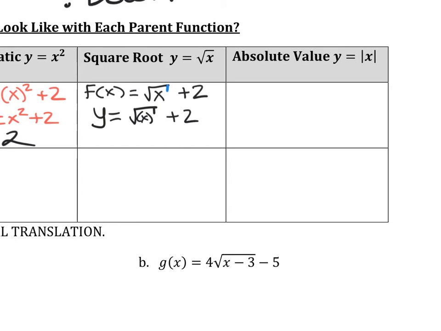And then absolute value is a little more obvious. It's just not in between those absolute value bars. So absolute value of x and then plus 2 on the outside. Again, sometimes there'll be parentheses inside the absolute value bar. Sometimes there won't be. But if that plus 2 is happening on the outside, you have vertical translation.